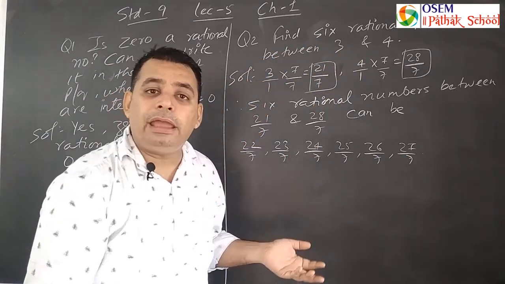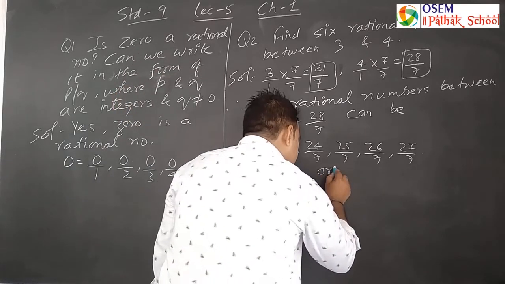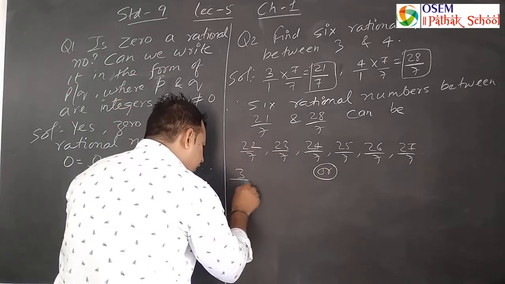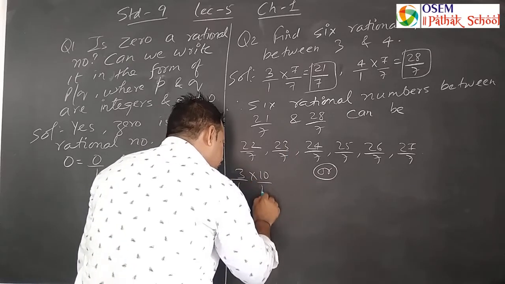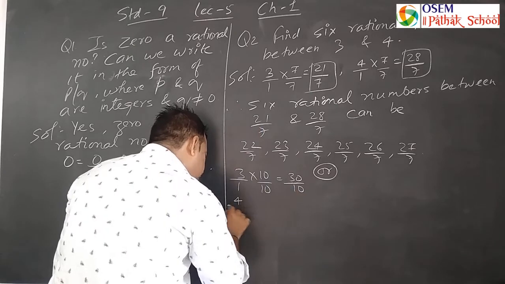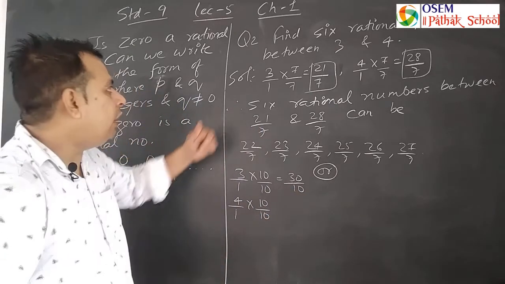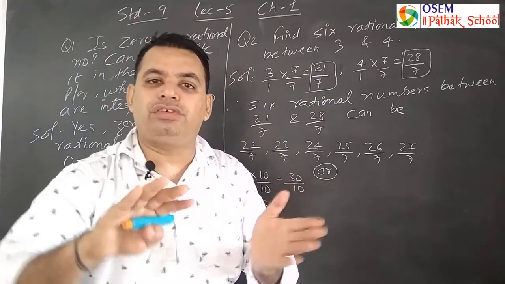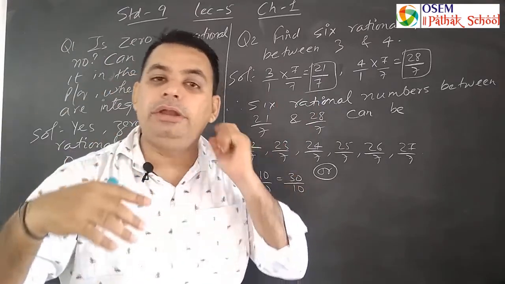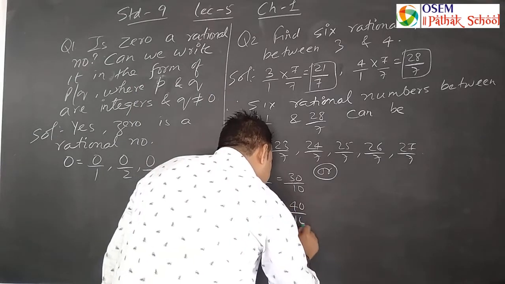You can also multiply it with 10. Suppose I am multiplying 3 by 1 with 10 upon 10. That will be 30 upon 10, and 4 by 1 multiplying with 10 upon 10 will be 40 by 10. Apart from 6, whatever numbers are given, you can multiply the numerator and denominator by any number, so you can get more numbers.